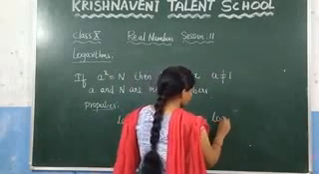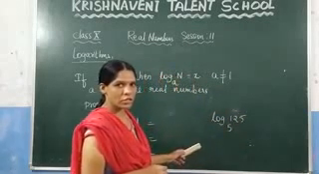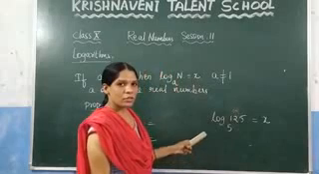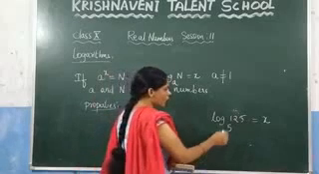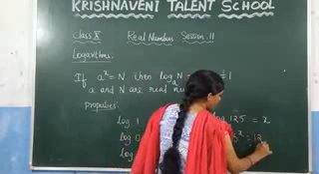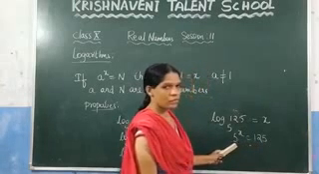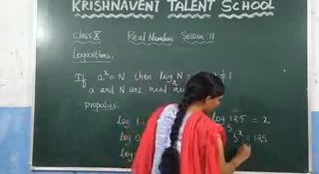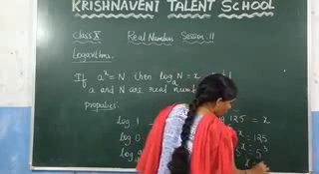Log 125 to the base 5. Suppose you want to find the value of this one. You don't know it, so write it as x, and then we have to express this in exponential form. How can we write it? 5 power x is equal to 125. Now we need to express this 125 with the base 5. You know that 5 5s are 25, 25 5s are 125. So we can write 5 power x is equal to 5 cube. Since the bases are equal, you get the value of x as 3.